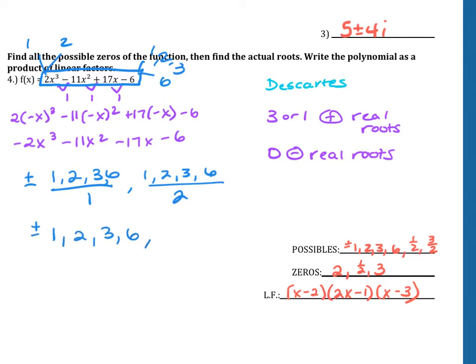When I go to the next ones, I have to do 1 over 2, that's a half. 2 over 2 is 1, and I already have it. I don't need it twice. 3 over 2, and then 6 over 2 is 3. I already have it. I don't need it again. So those are my possibles.